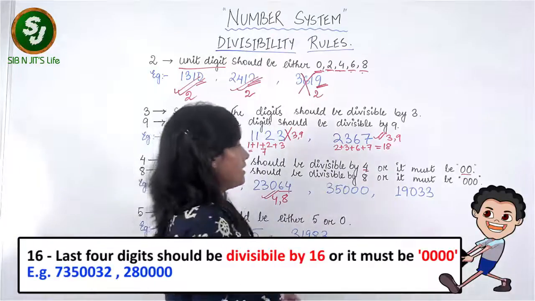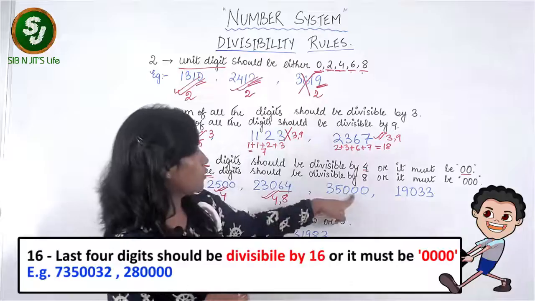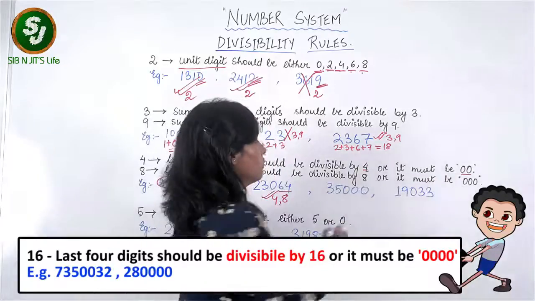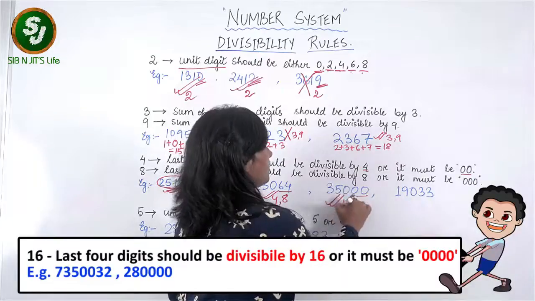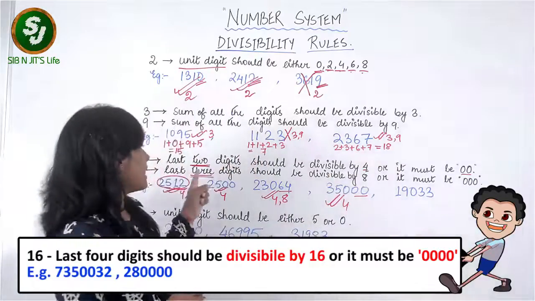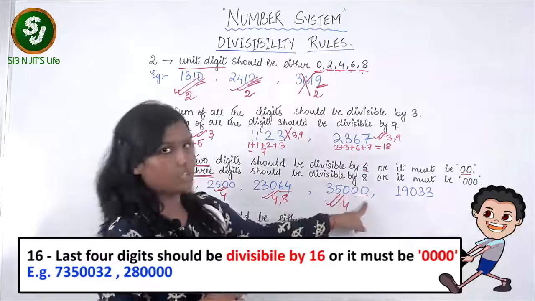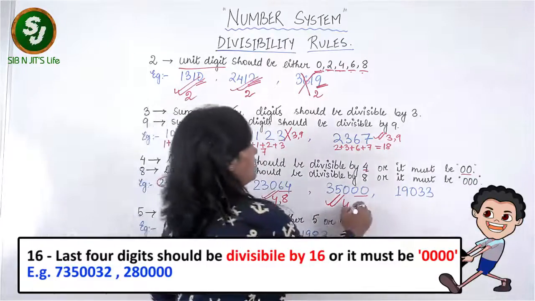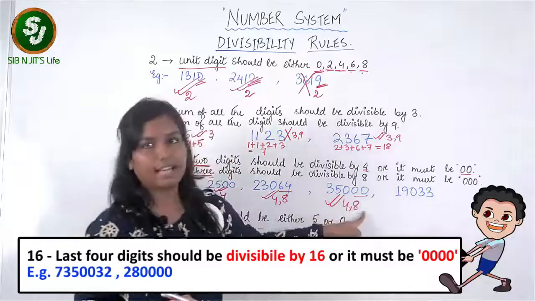The next one, the last 2 digits are 00. Okay, so we have a 00. So yes, it is divisible by 4. And the last 3 digits are also 000, which is divisible by 8. So this is also divisible by both 4 and 8.